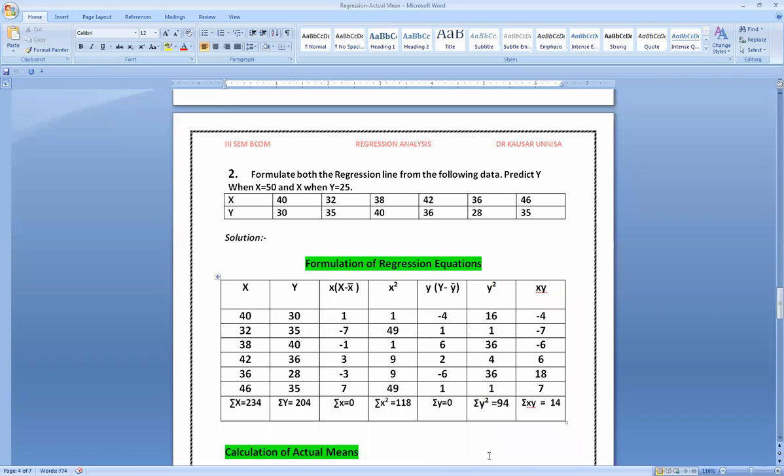Okay, let us see the second question. So here they have given one more addition: we have to formulate both regression lines from the following data. Predict y value when x value is 50 and x value when y value is 25.